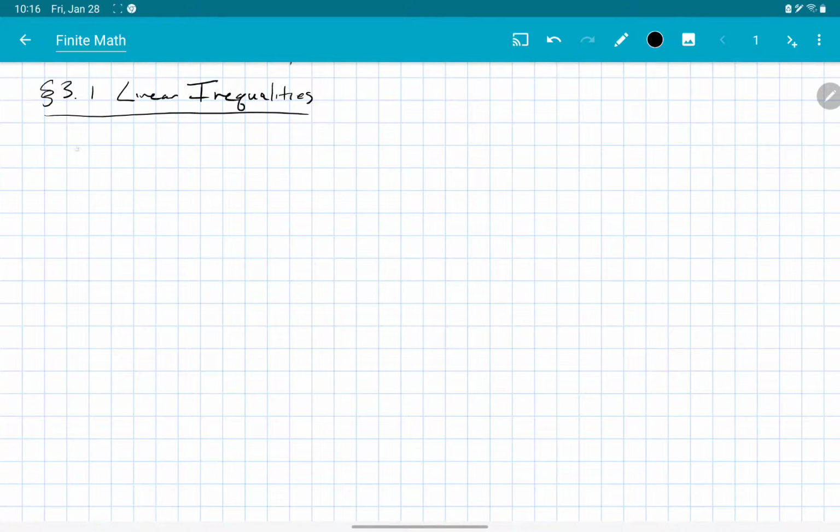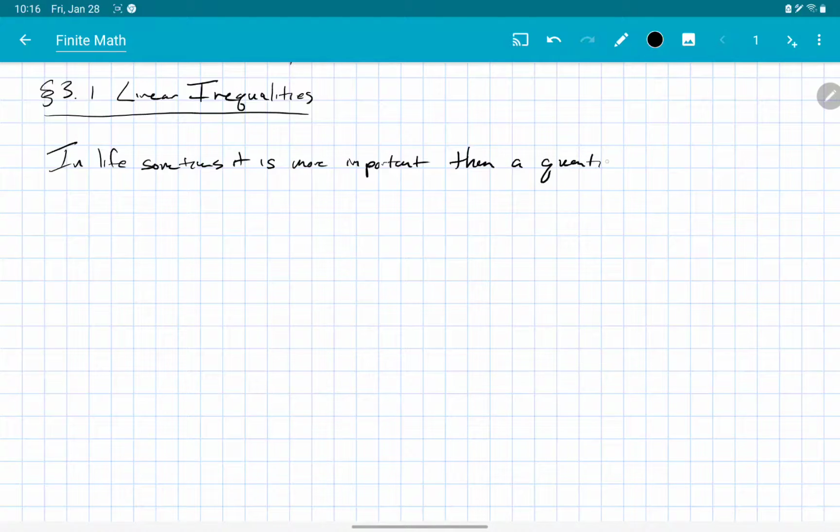Okay, so in life, sometimes it is more important that a quantity be larger than 0 than equal to something.